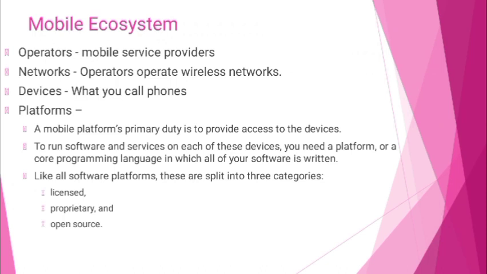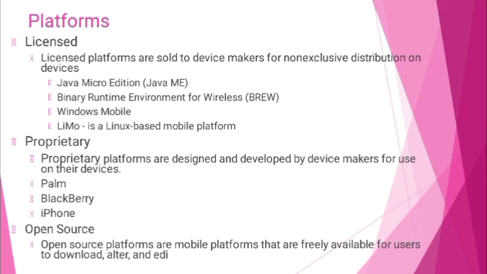The next one is platforms. A mobile platform's primary duty is to provide access to the devices, that is, to run software and services on each of these devices. Platforms are of three types. One is licensed, another is proprietary, and another is open source. The first one is licensed.